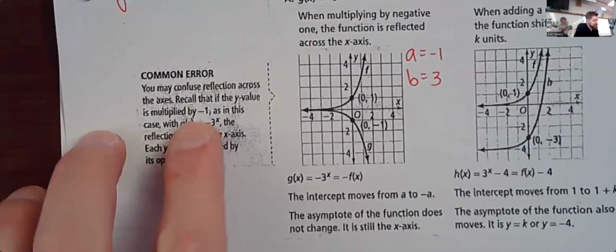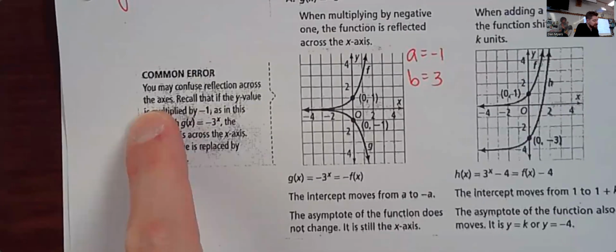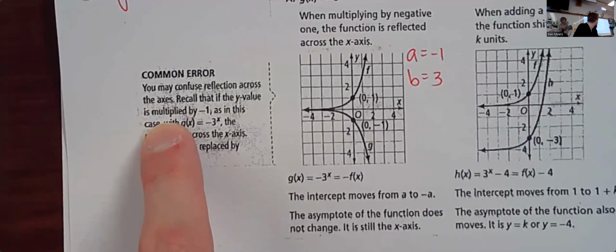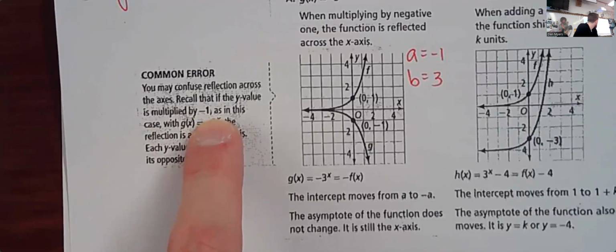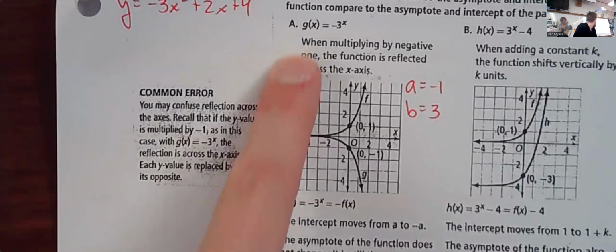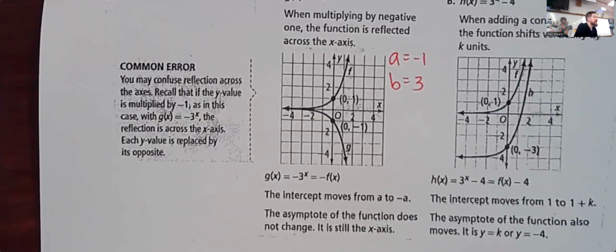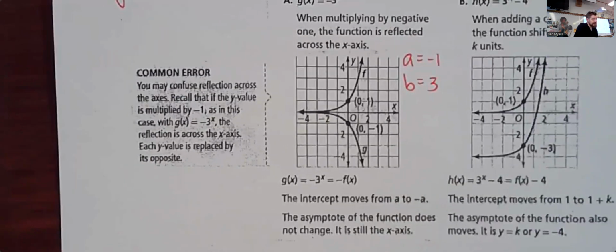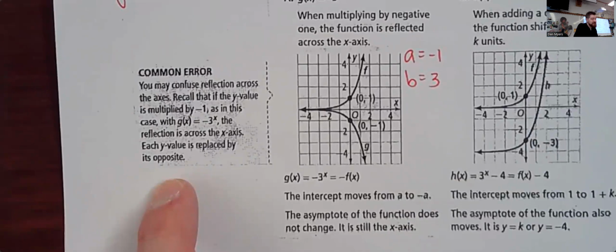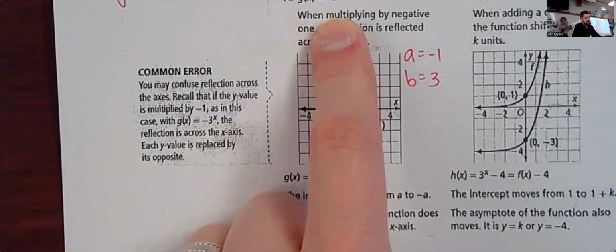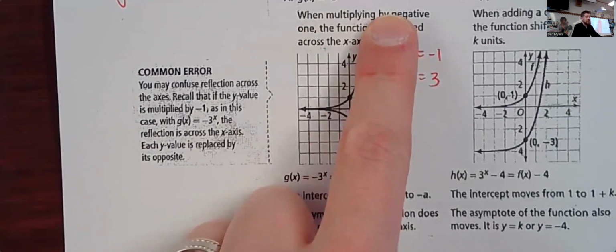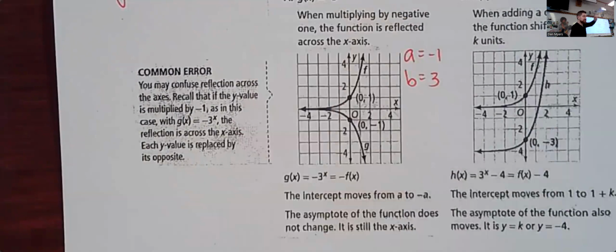You may confuse the reflection across the axes. Recall that if the y value is multiplied by -1, as in this particular case here, the reflection is across the x-axis. Each y value is replaced by its opposite, which means that if this was like -3 to the power of x plus 2, that means that we'd end up having it flip over and the negative would have been applied to more than one thing.